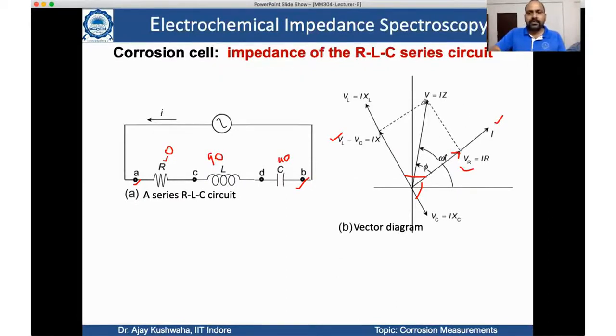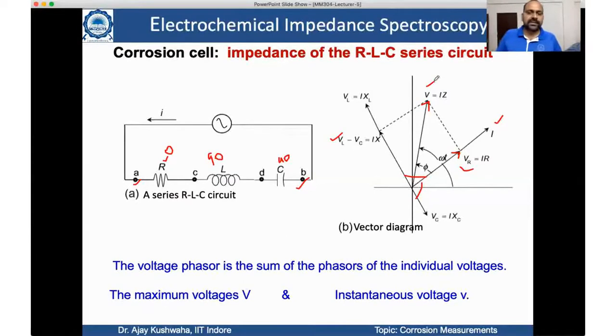So how can we calculate? This is equivalent to this. You just draw the normal of these two, and whatever the resultant value is, that is basically the sum or overall of these two components. We can say in this circuit basically V is equivalent to IZ, where Z is the overall impedance of the circuit, right?